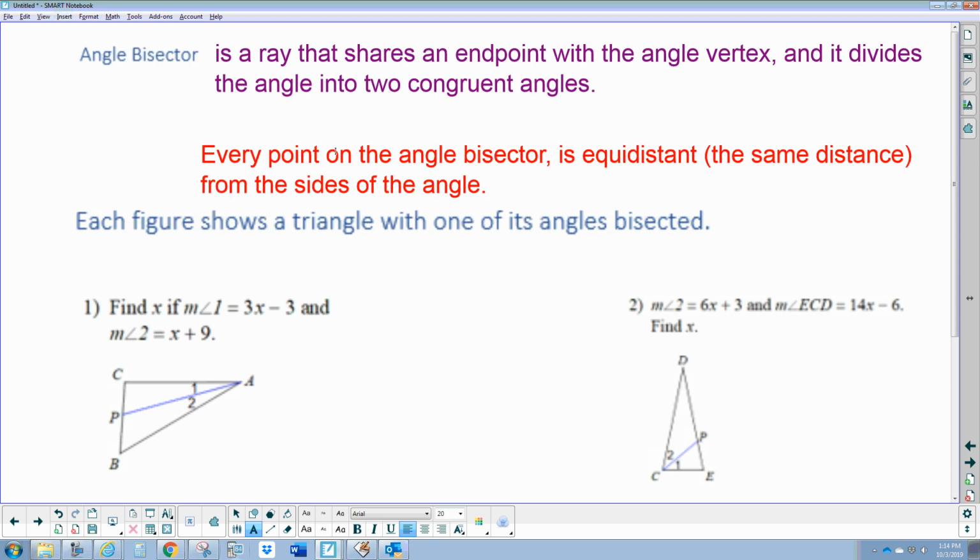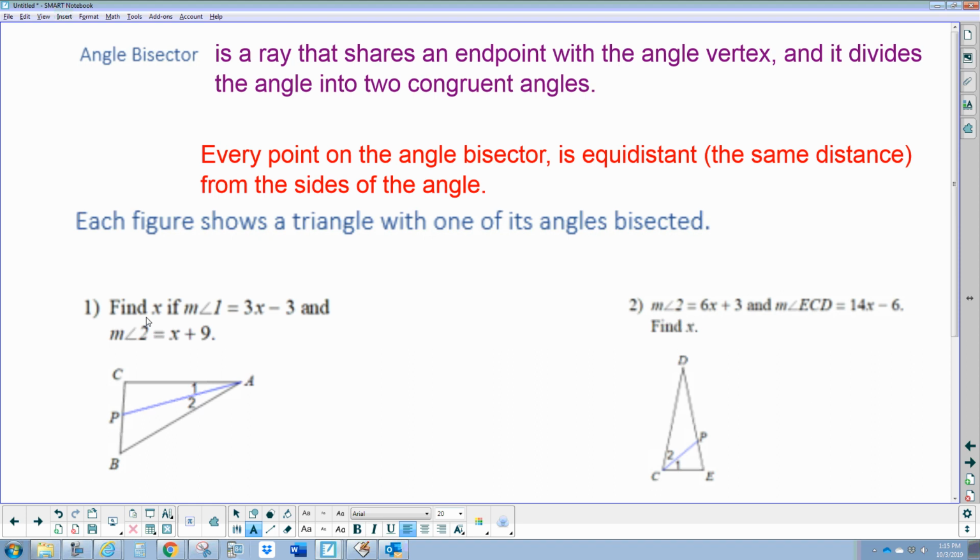Okay, so we're going to use that, especially this part, when we get to the actual construction of an angle bisector. But to solve these next two problems, we're going to use a little bit of algebra, and we're going to use the definition of the angle bisector, which says the angle bisector divides the angle into two congruent angles.